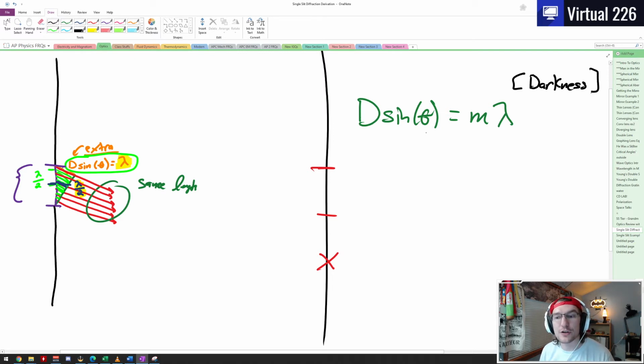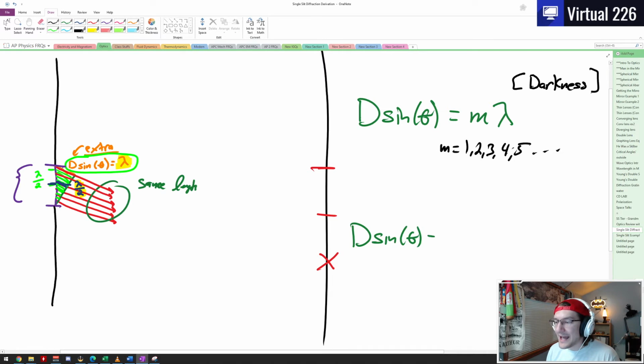We're going to get a dark fringe instead. And this is going to play with m equaling 1, 2, 3, 4, 5, and so on. In this same vein, what this means is that if this extra path distance for the full set, d sine theta, happens to equal a half wavelength shift, then the halfway point is lambda over 4.